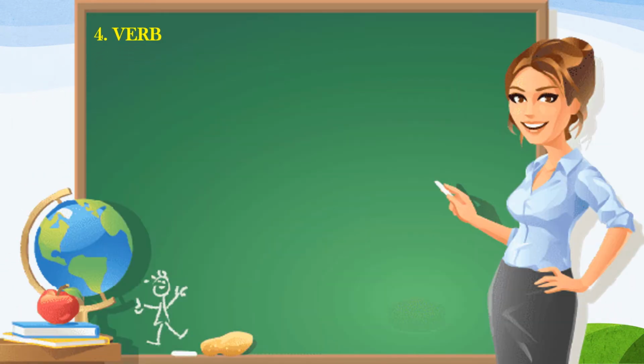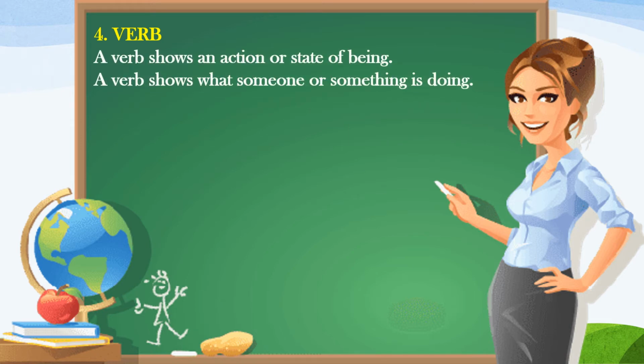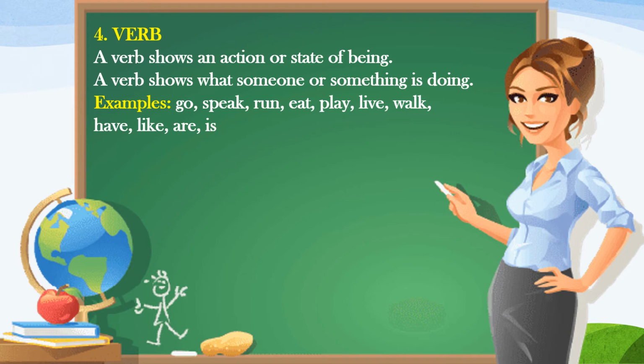Let's see the fourth part of speech, which is the verb. The verb shows an action or a state of being. A verb shows what someone or something is doing. Some examples of verbs: go is a verb because it shows an action. Speak, run, eat, etc.